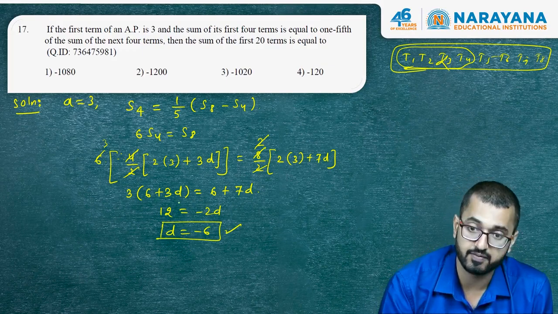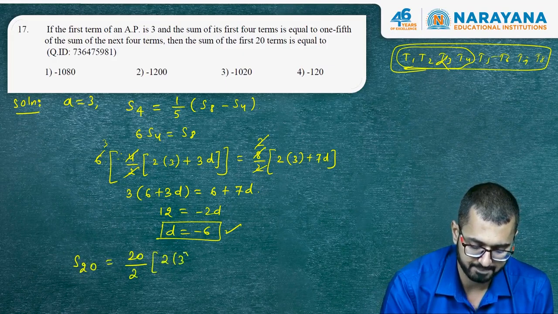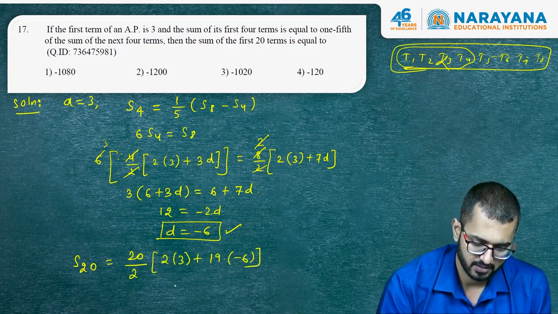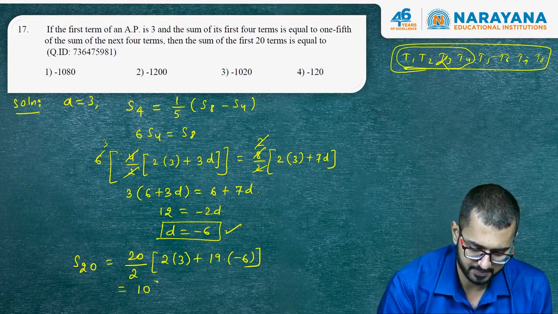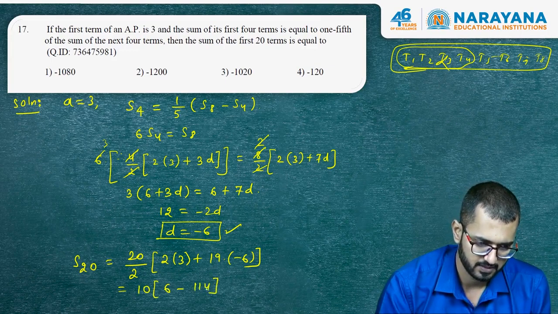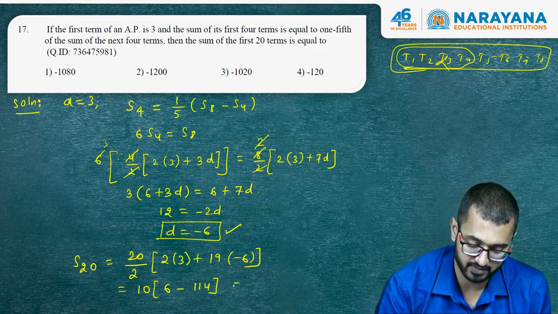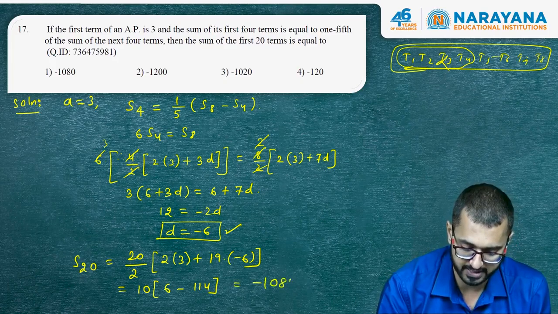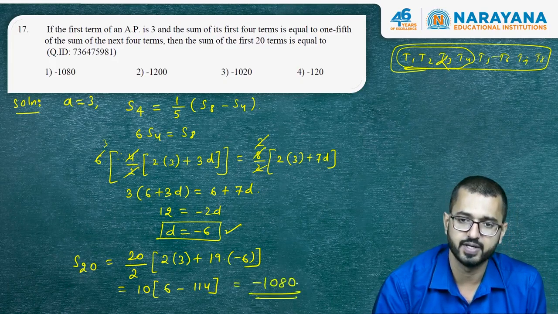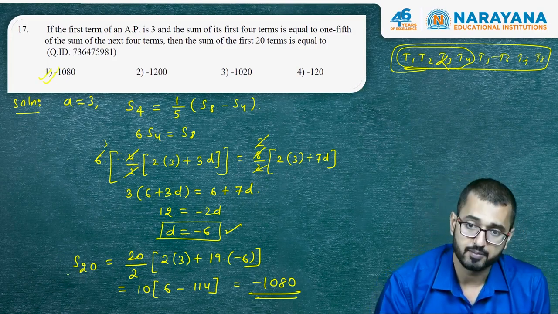Now we just need the sum of the first 20 terms. So yes, we can find out S20 will be equal to 20 over 2 into 2a plus (n minus 1) into d. This will give me 10 times, this is 6 minus 19 into 6, which is 114, and 6 minus 114 will give me 108, into 10 will give me minus 1080. So minus 1080 would be the correct answer for this. Okay, moving to the next question.